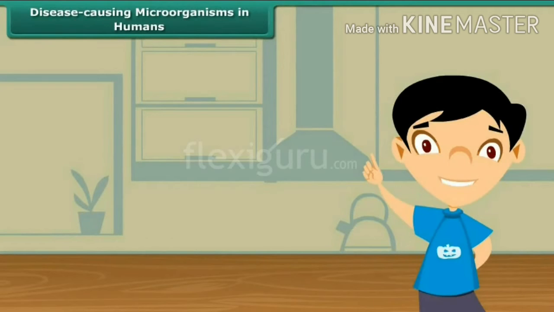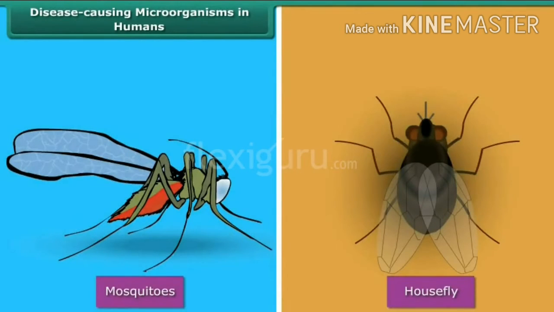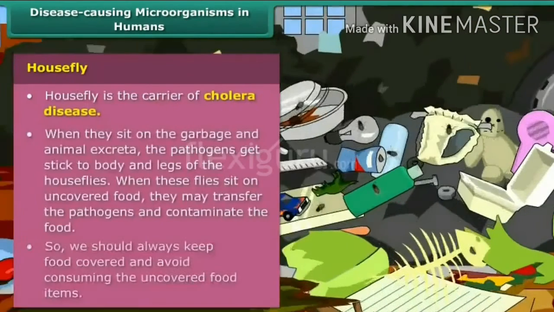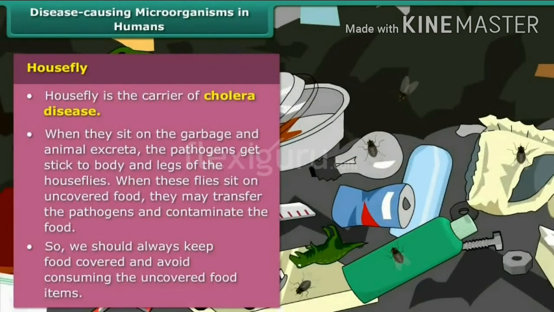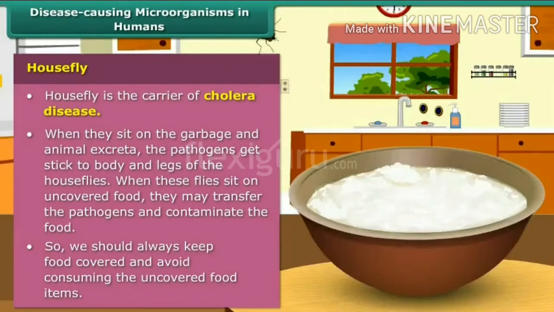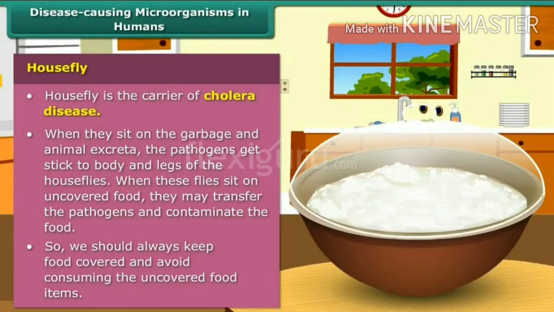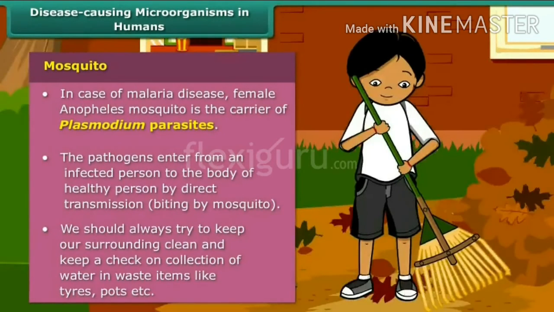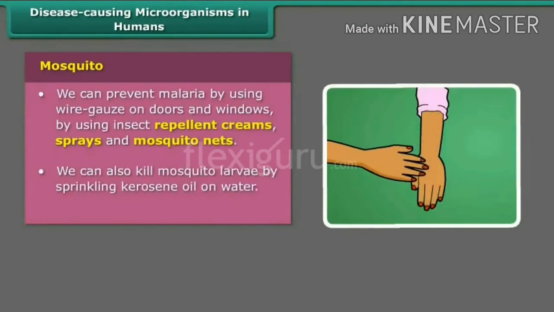Friends, some insects and animals that are found in our surroundings act as carriers of pathogens. Housefly and mosquitoes are common examples of such carriers. In cholera, the housefly is the carrier of many pathogens. To prevent cholera, we should always keep food covered and avoid consuming uncovered food items. In malaria, the female Anopheles mosquito is the carrier of Plasmodium parasites. We should use repellent creams, sprays and mosquito nets to prevent malaria.